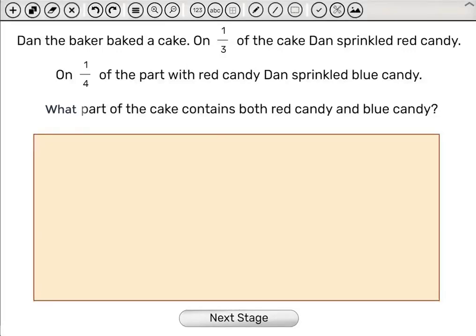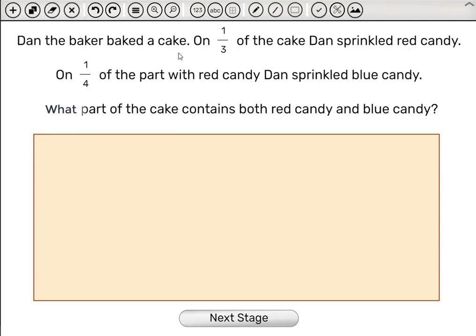Welcome to the app Fraction Multiplication in the Rectangle Model. The app is based on a constant story where we can edit the numbers. For example, we can change this to a fifth and back. Let's read the story.